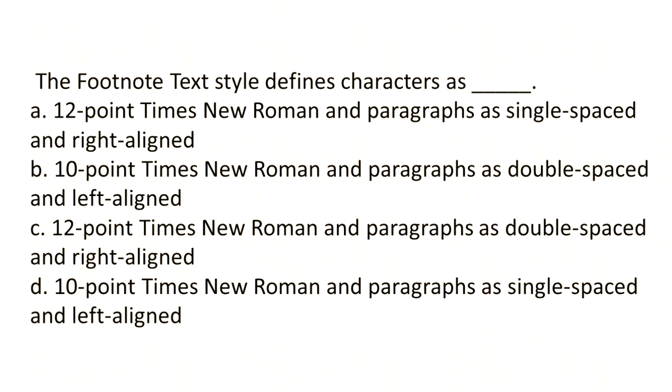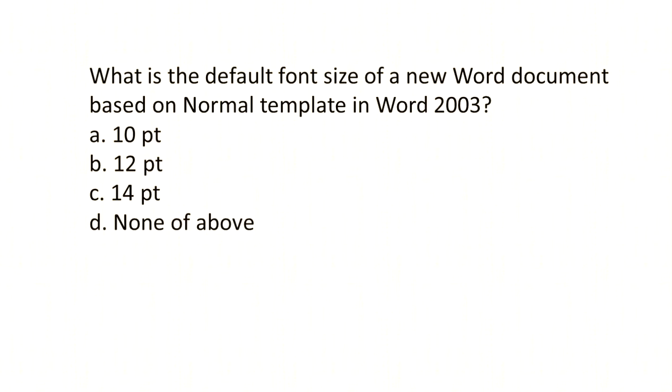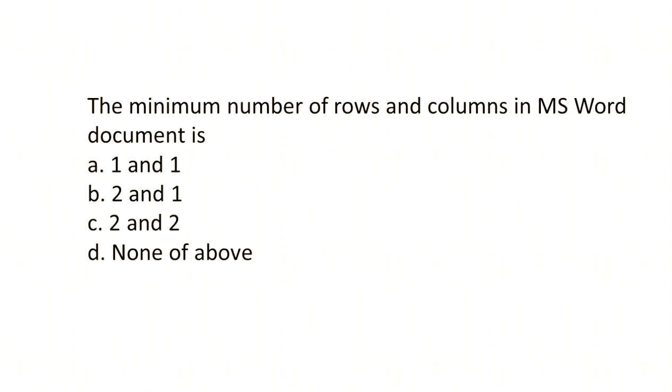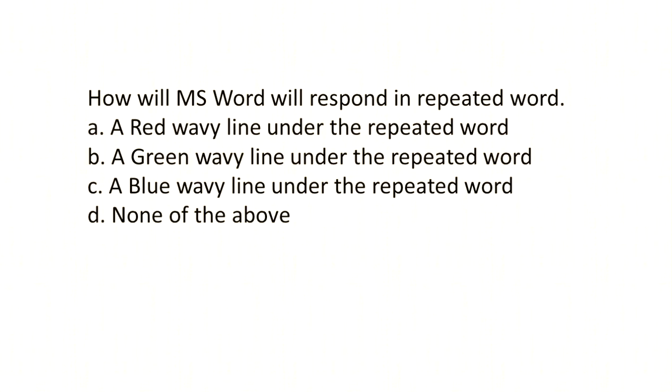Next, the footnote text style defines characters as 10 point Times New Roman and paragraphs as single spaced and left aligned. Next, what is the default font size of a new Word document based on the normal template in Word 2003? 12 point. Next, the minimum number of rows and columns in an MS Word document is 1 and 1.